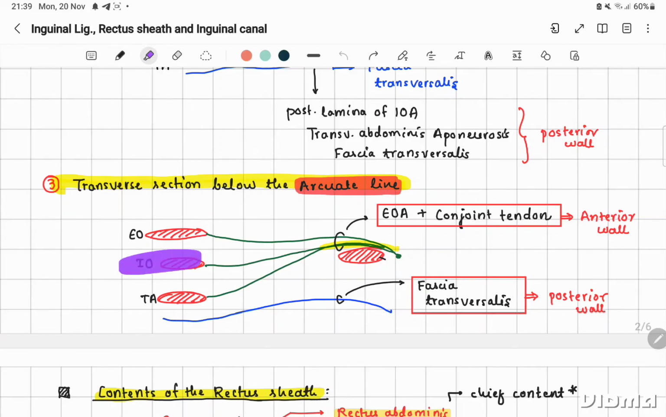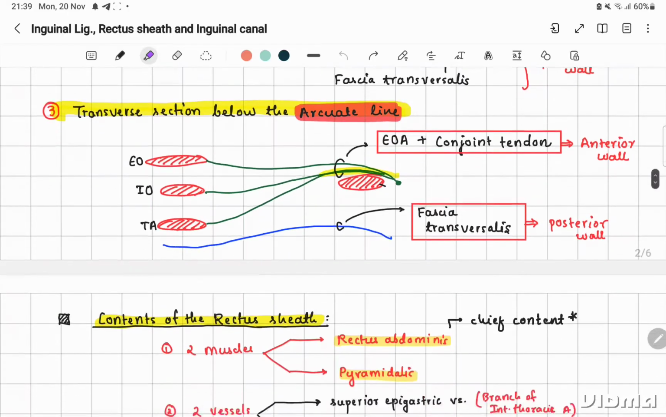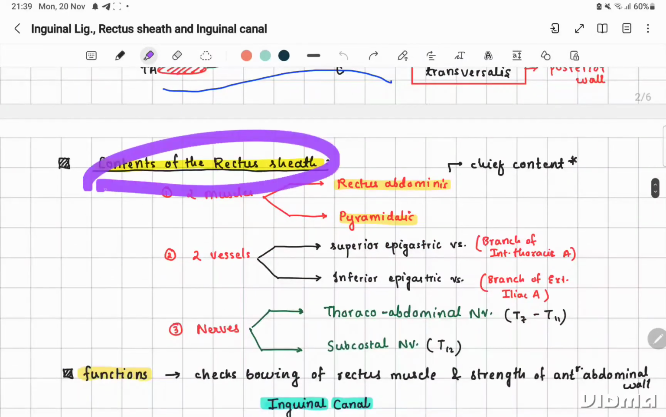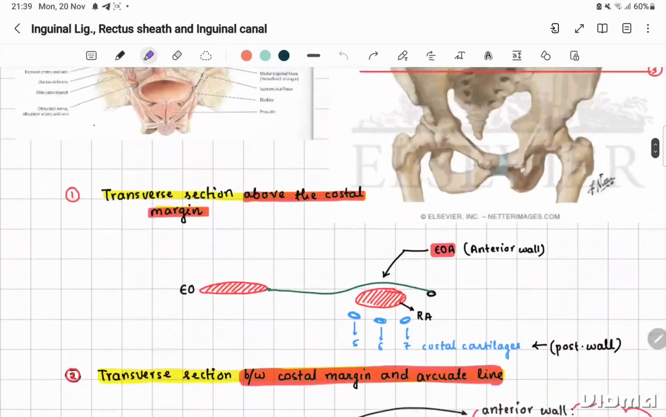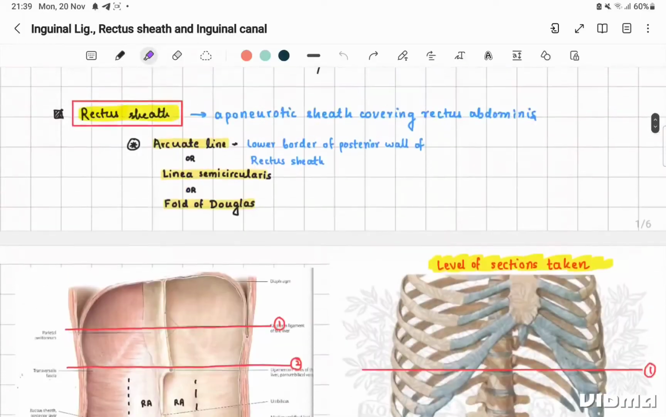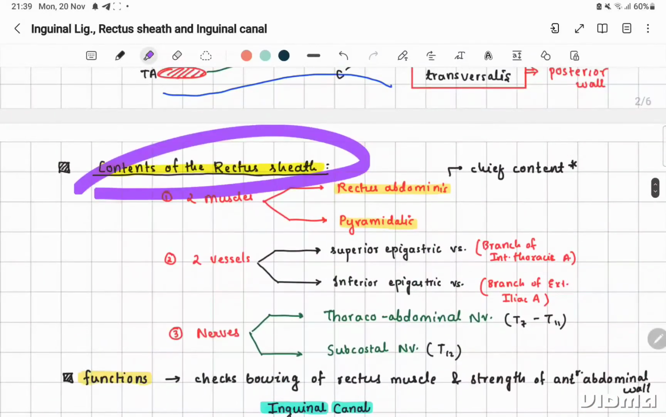We said the internal oblique and transverse abdominis aponeurosis combine to form the conjoint tendon, and this external oblique aponeurosis plus the conjoint tendon will form the anterior wall, and the posterior wall is formed by the fascia transversalis alone. Okay, what are the contents of the rectus sheath? We have discussed the rectus sheath, the sections at the level of the rectus sheath, and what are the contents of the rectus sheath?